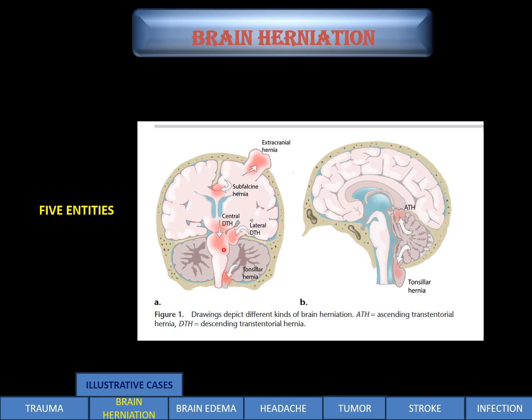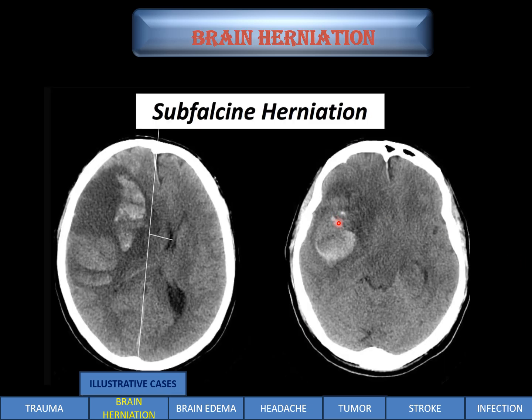Central descending tentorial herniation in which the central part or the brainstem herniates. Lateral DTH is when the uncus of the temporal lobe herniates. Then there is tonsillar herniation in which the cerebellar part, that is a tonsil, herniates through the foramen magnum. There is ascending transtentorial herniation in which the cerebellum through the tentorium cerebelli moves superiorly into the supratentorial compartment. So these are the 5 herniations. We'll be discussing each individually.